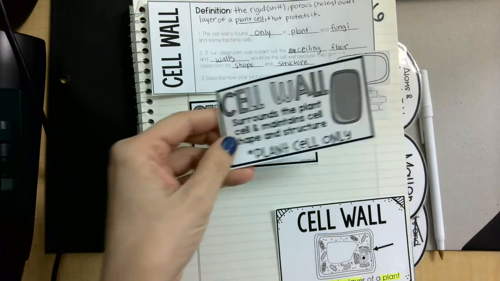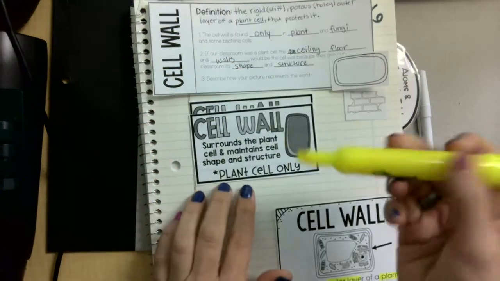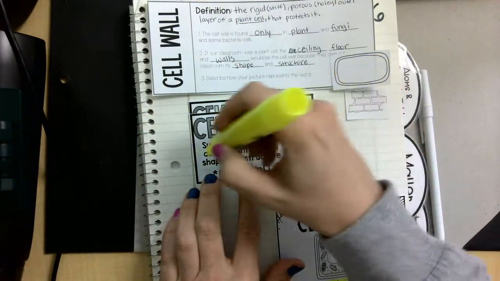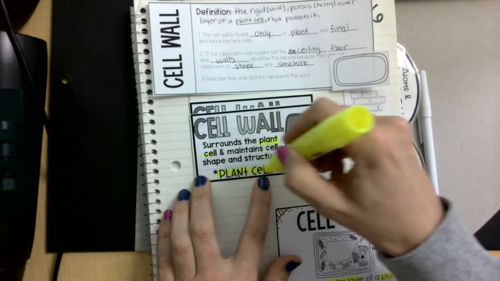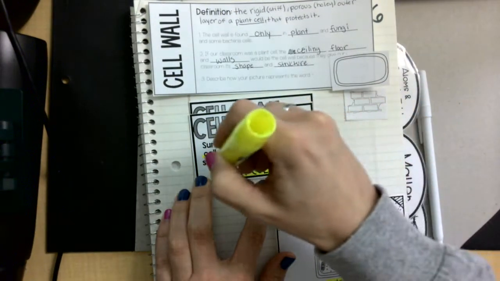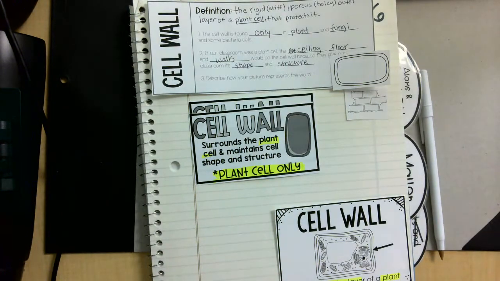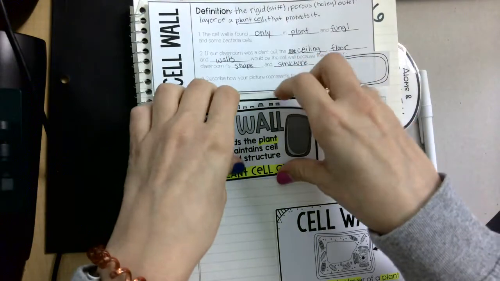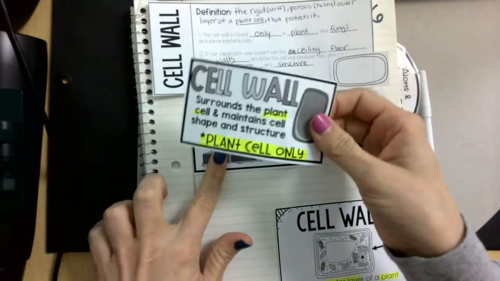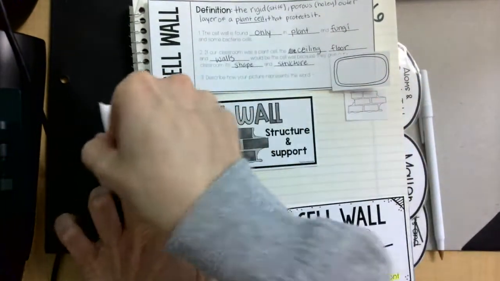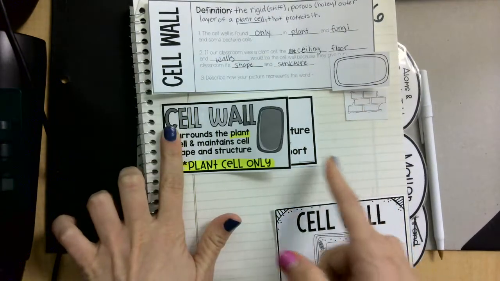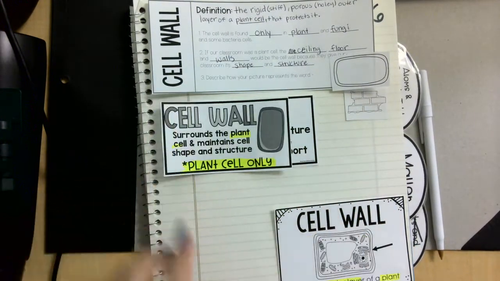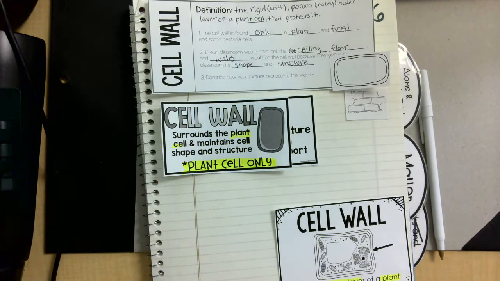And then we've got this one says cell wall, surrounds the plant cell, maintains shape and structure. And I want you to highlight this really good. Plant cell only. So we don't have this cell wall. That's why we move around and we're more rounded. And you're going to glue this kind of like a little book. So like this. Like that. Then we're going to do a few notes. So let me get my pen and we'll get started on that.